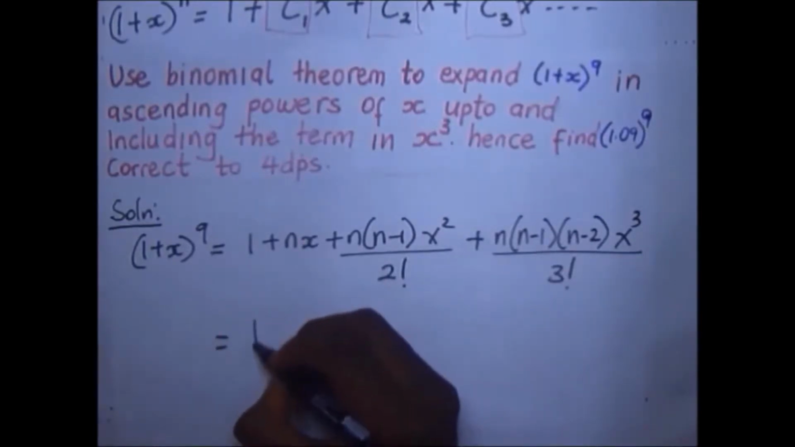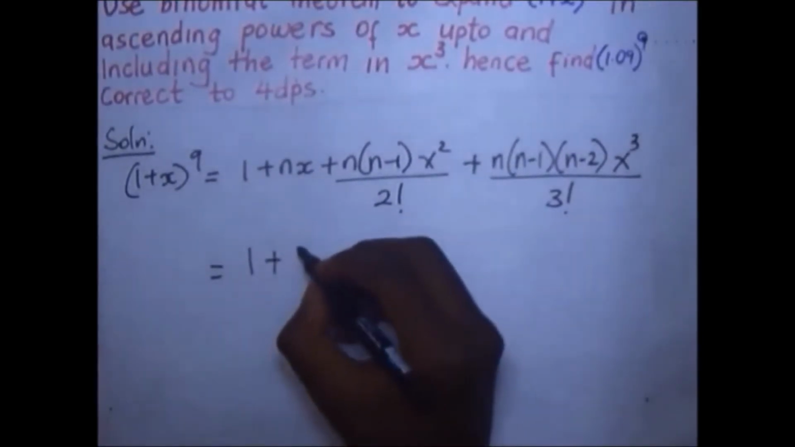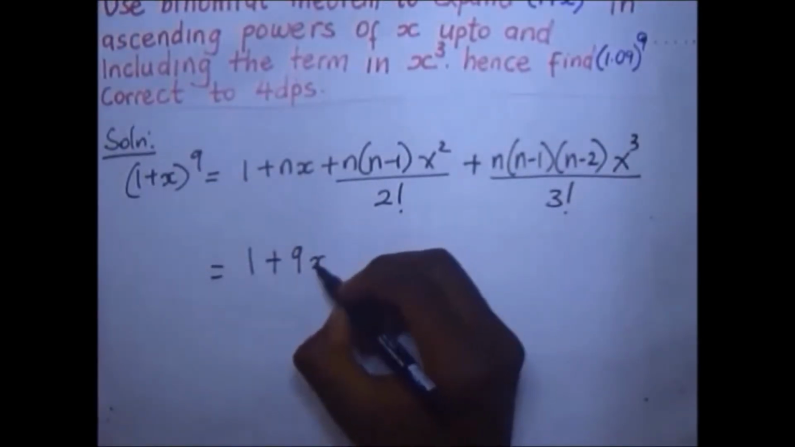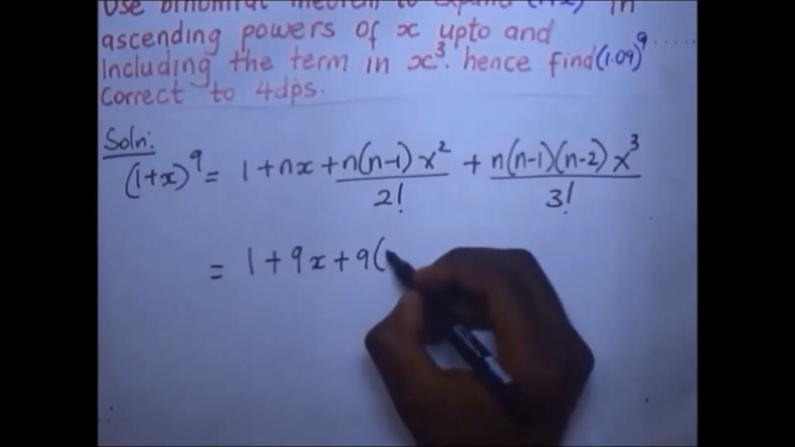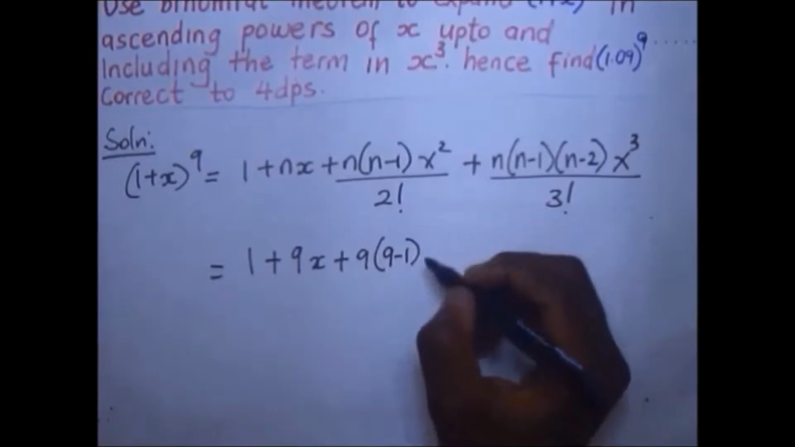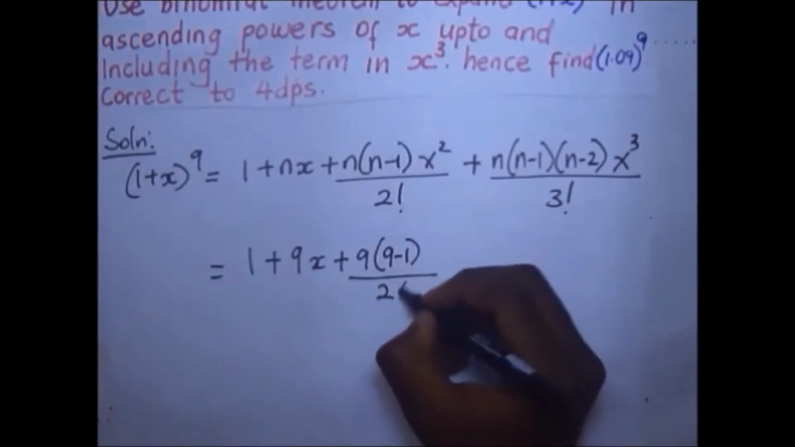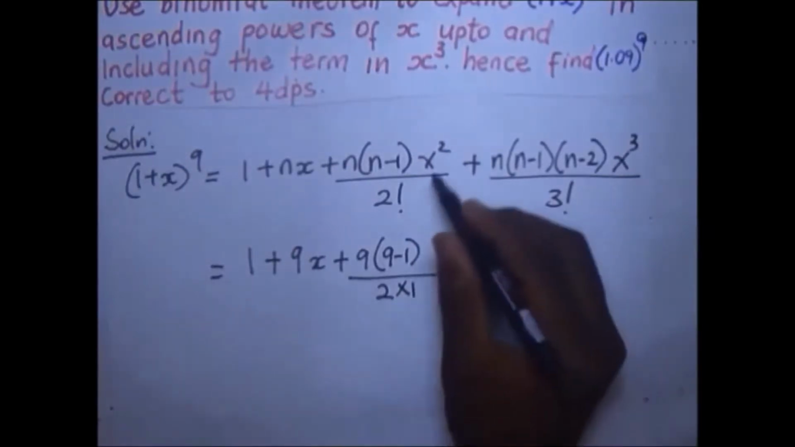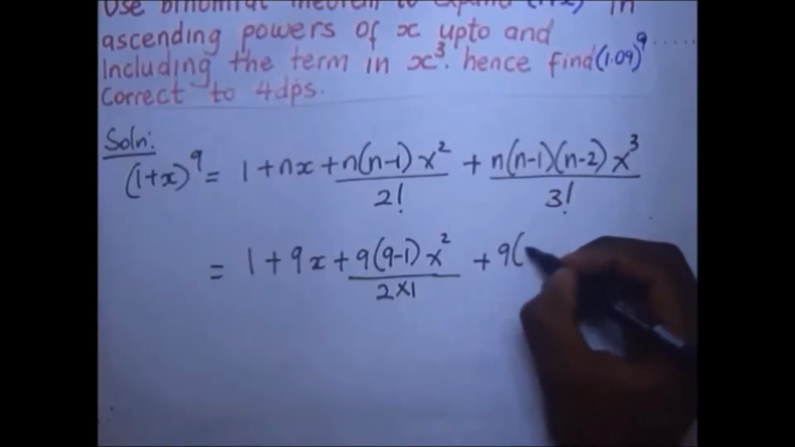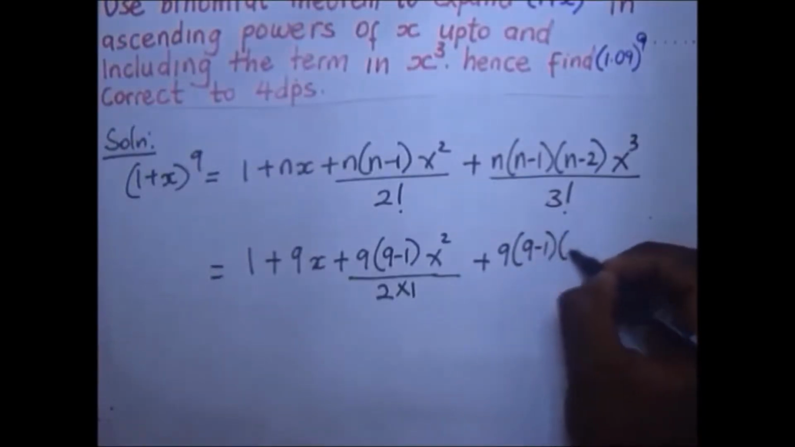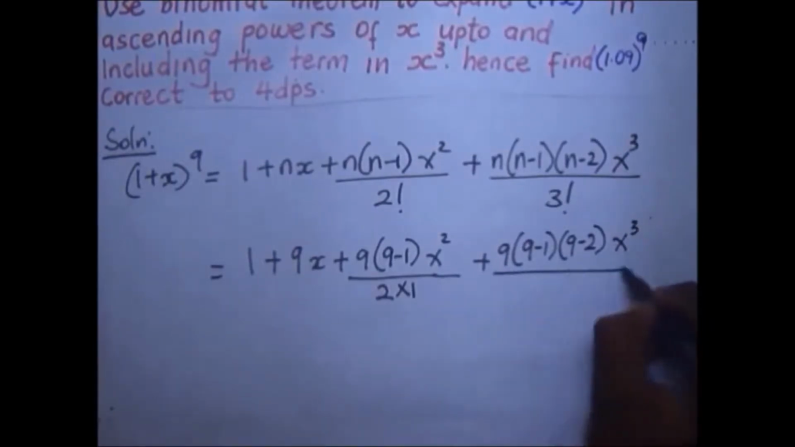So that's going to become 1 plus nx. What is the value of n here? It is 9. So it is 9 times x, plus what is n? 9 into 9 minus 1 over 2 factorial, which is 2 times 1. That is going to be x squared, plus 9 into 9 minus 1 into 9 minus 2, x to the power 3 over 3 factorial.